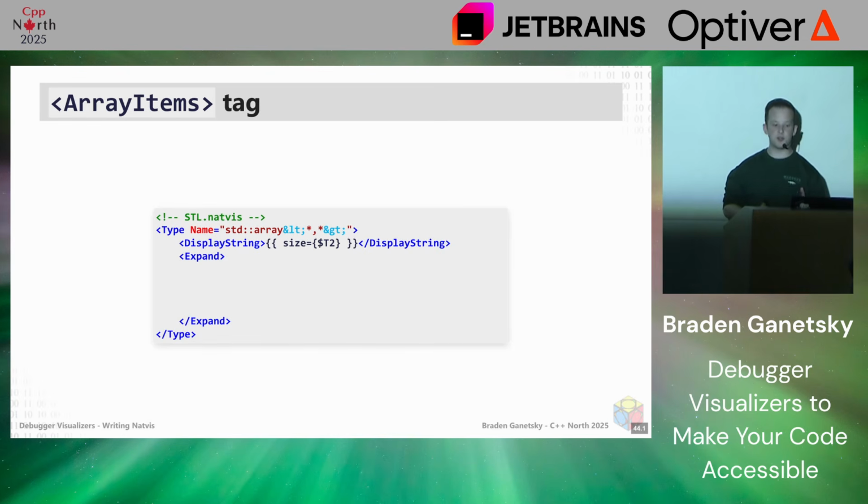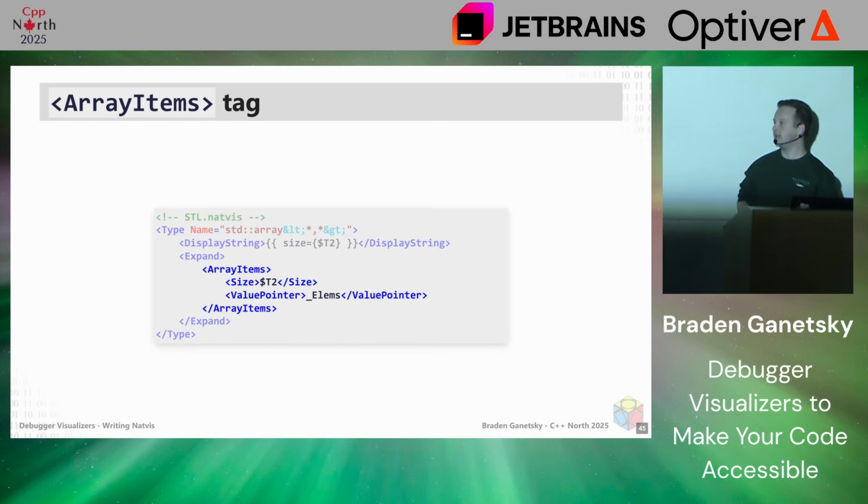So imagine you have std::array, and std::array obviously has two template parameters, and we know the size of the array at compile time, so we can output that in the display string. But what does our expansion look like? How do we iterate over a pointer and a size and then output all of the items of an array? There's a thing for that. ArrayItems. You just specify the size and you specify the value pointer, and it knows how to go through that pointer and just iterate until it hits size number of items, and it just outputs them.